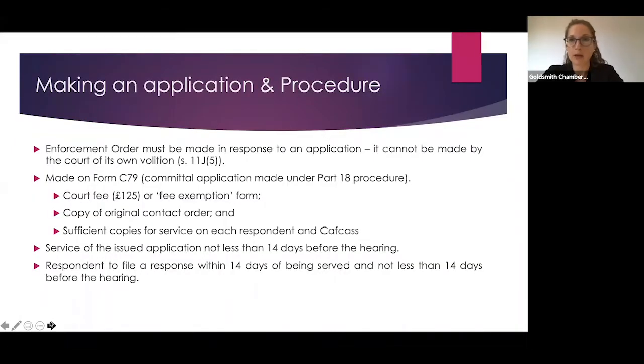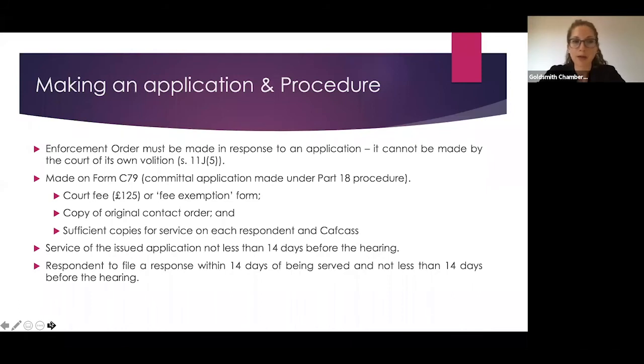So let me start off by looking at the making of an application and the procedure, and then I'll move on to a question of reasonableness, and equally the question of breach of the order itself. It's worth noting that an enforcement order, unlike some other orders, can only be made in response to an application. The court can't make an enforcement order of its own volition. So where you have a party who is concerned about the compliance with an order, then really an application should be made because the court otherwise wouldn't be able to make an order.